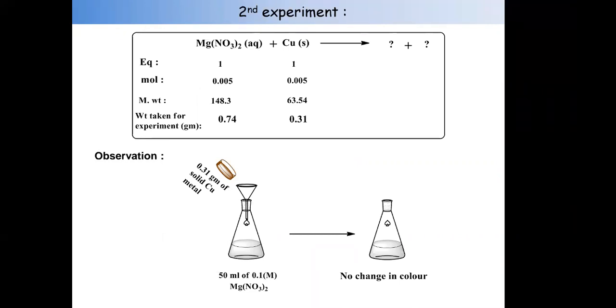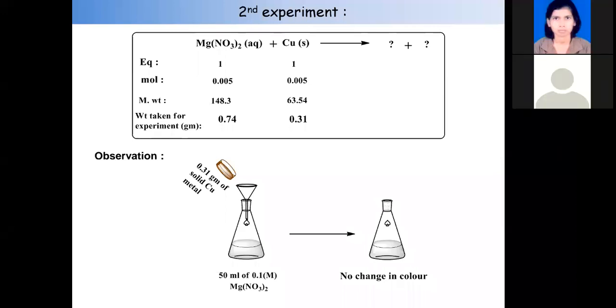Here also each of the substrates are reacting with each other in one equivalent amount. So 0.005 mole of magnesium nitrate would be able to react with 0.005 mole of solid copper. Multiplying 0.005 with the molecular weight of copper, that is 63.54, we will obtain 0.31 gram.